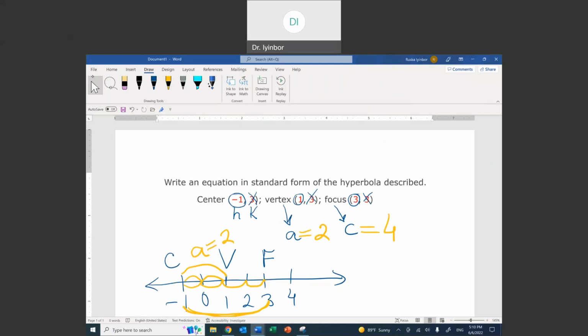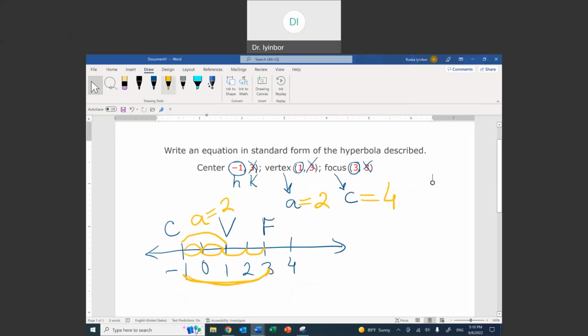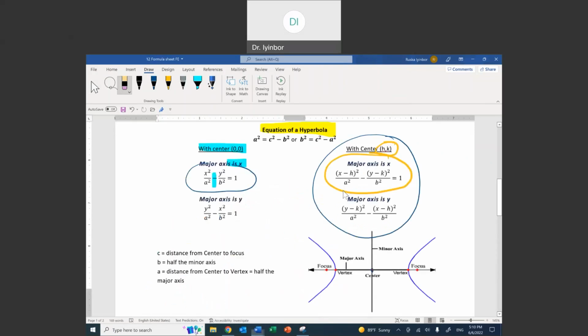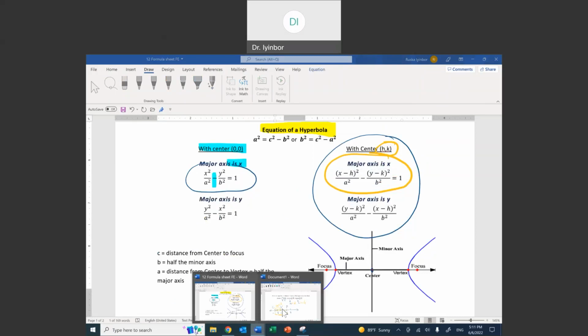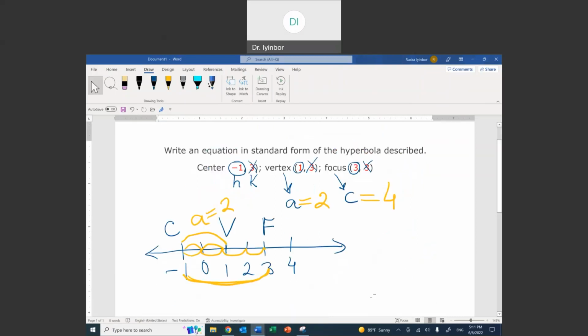So now we have the equation of the hyperbola. I'm just going to copy this. That's why I like using Word, because it's easy to copy and paste. So this is my equation, right? We have center h, k, major axis x, and I'm going to put that equation over here. Okay, so this is my answer. It's going to look like that.